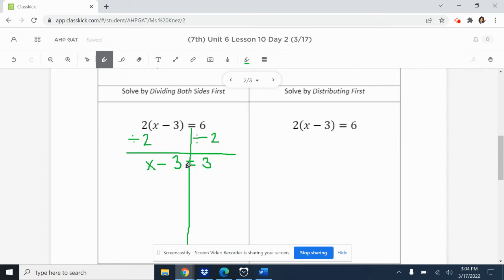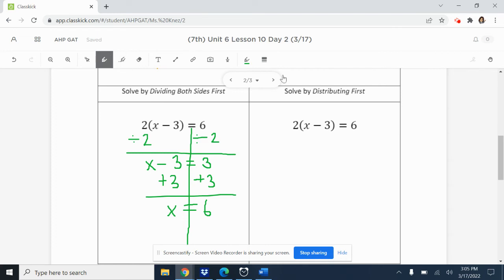Now I know that x minus 3 equals 3, and I can use my inverse operation of subtraction, which is addition, to add 3 to both sides. If I subtract 3 and add 3, those cancel out, and I simply end up with x by itself on the left side. On the right side, I have 3 plus 3, which is equal to 6.